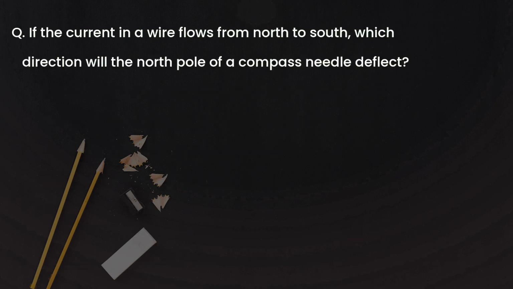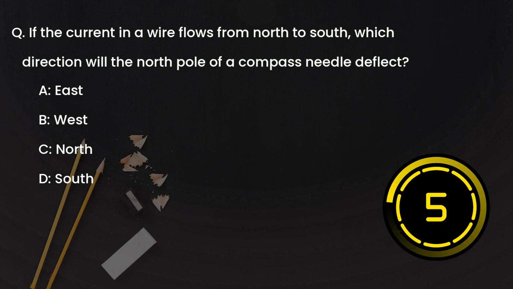Question: if the current in a wire flows from north to south, which direction will the north pole of a compass needle deflect? Option A, east. Option B, west. Option C, north. Option D, south. You have 5 seconds to answer the question.